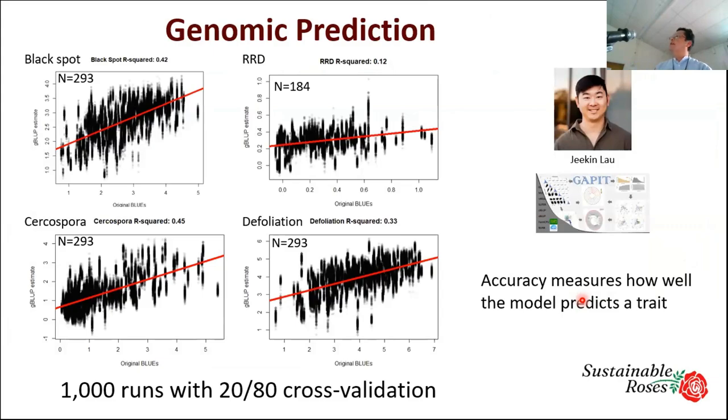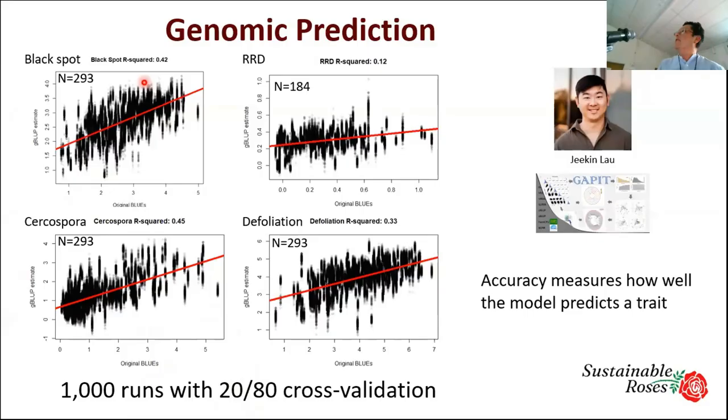So what GCAN did next was to go back to a collection of varieties for which we had data for black spot, RRD, cercospora, and defoliation. And you see the population sizes in the corners above each of those graphs. And what you see here is the accuracy of the genomic prediction models, and the way that is determined is by looking at a cross-validation test of, you keep 80% of the sample, and then you estimate the other 20% that is not part of your training population, and you do that 1,000 times, and then you run a regression between the prediction versus the real value.